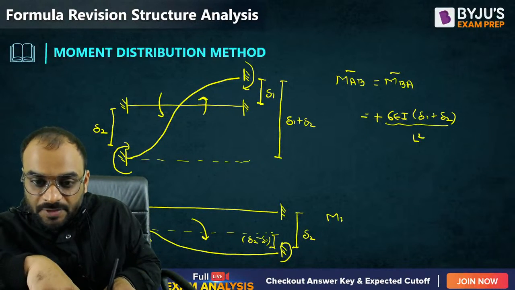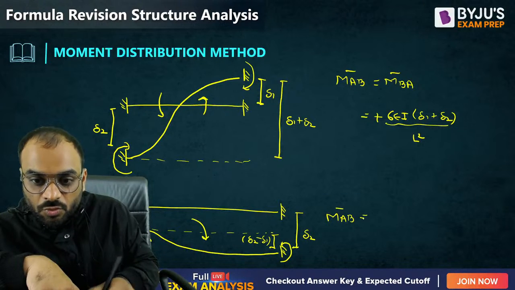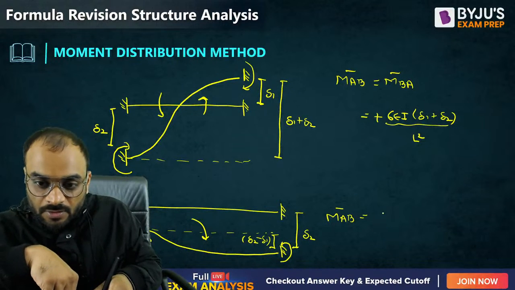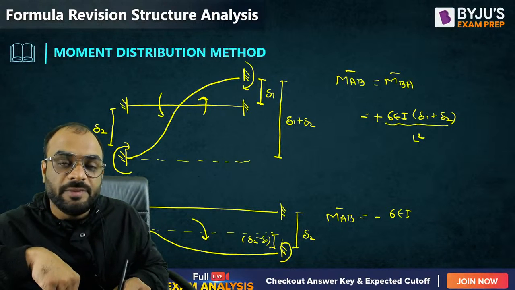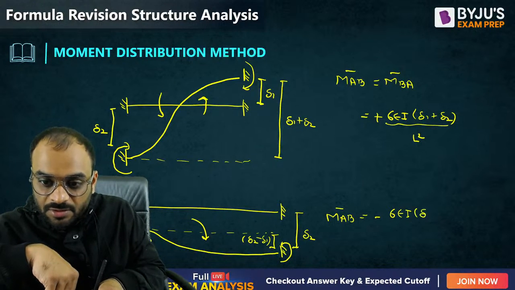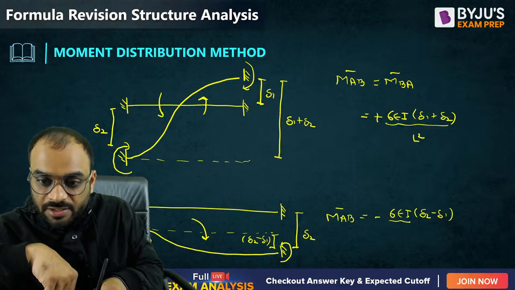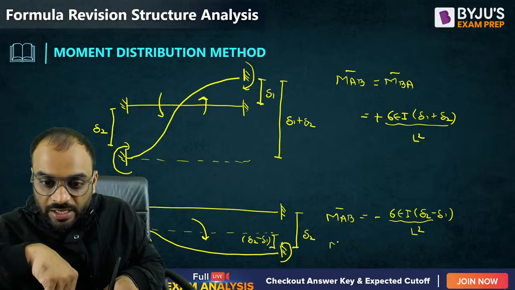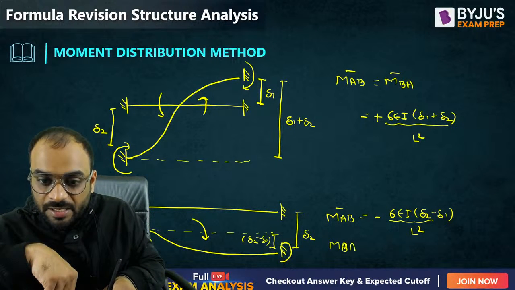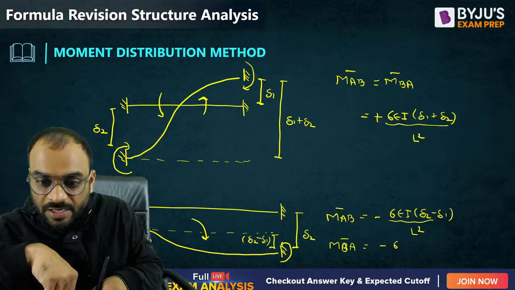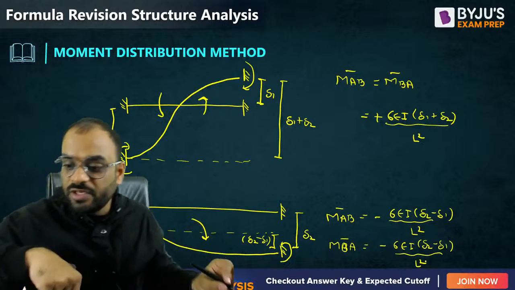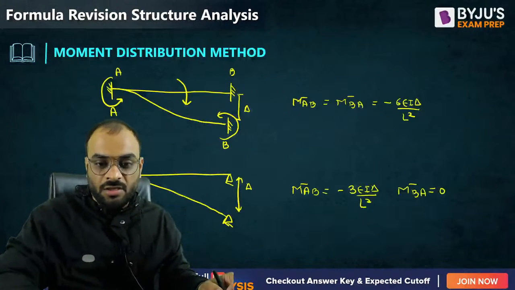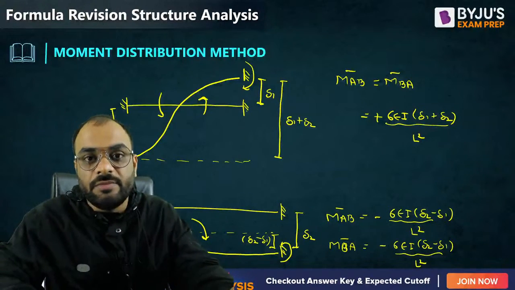So MAB bar will be minus 6EI times the net displacement, delta 2 minus delta 1, divided by L square, and MBA bar will also be the same. It is minus 6EI (delta 2 minus delta 1) divided by L square. In this way you can calculate the fixed end moment for the settlement of support.